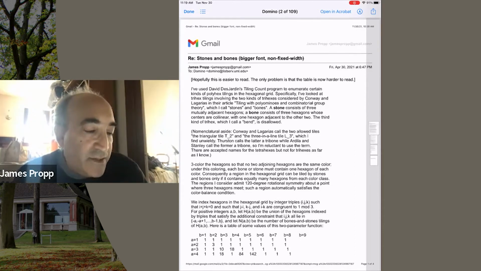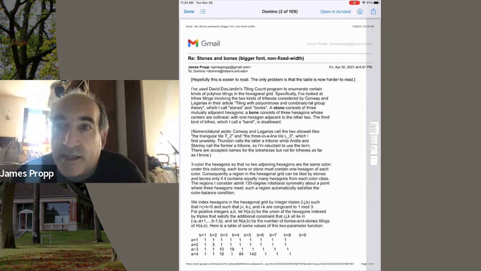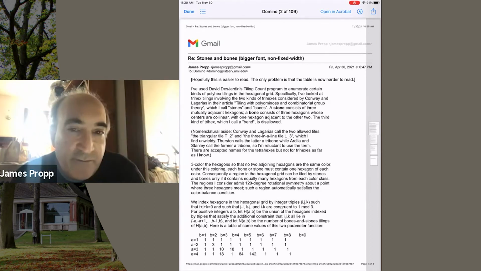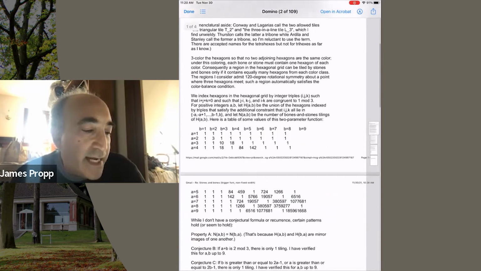So for positive integers a and b, let H(a,b) be the set of the vertices indexed by triples that satisfy certain inequalities, and let N(a,b) be the number of bones and stones tilings of H(a,b). I should alert you here that I've subsequently found that this indexing is wrong because the combinatorial formulas are nicer if you re-index. So A and B are off by 1 in the way I've defined them. But anyway, here are the sort of numbers I get.